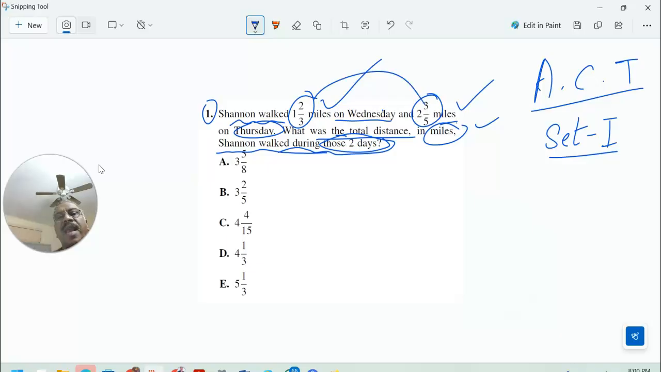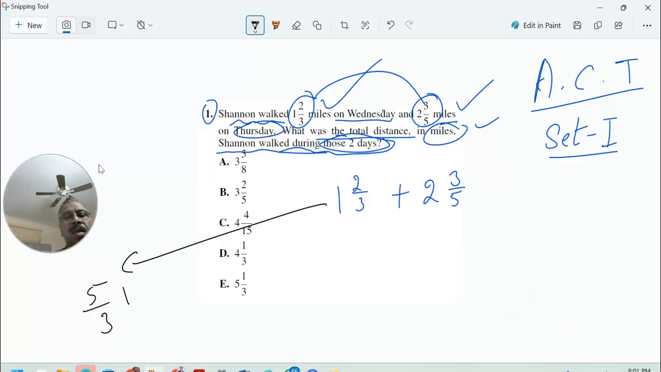So all you do is just add these two, 1 2/3, and then plus 2 3/5. The fastest way to do it: you can see it's a mixed fraction. One way is to write this as a fraction, which is 1 times 3 is 3 plus 2 is 5/3. You could do it this way also, and the other one is 2 times 5 is 10 plus 3, so you get 13/5, and you can work this way. But I would do it directly here itself.